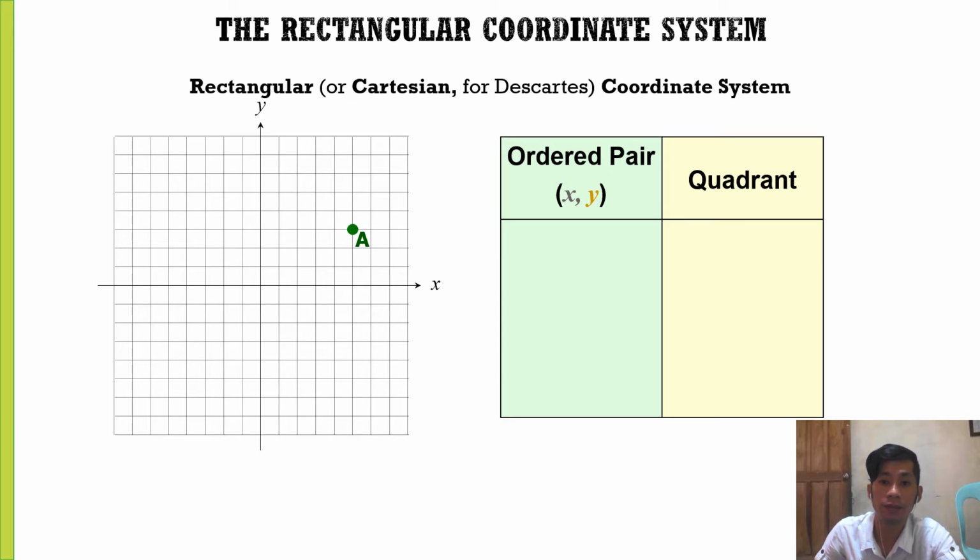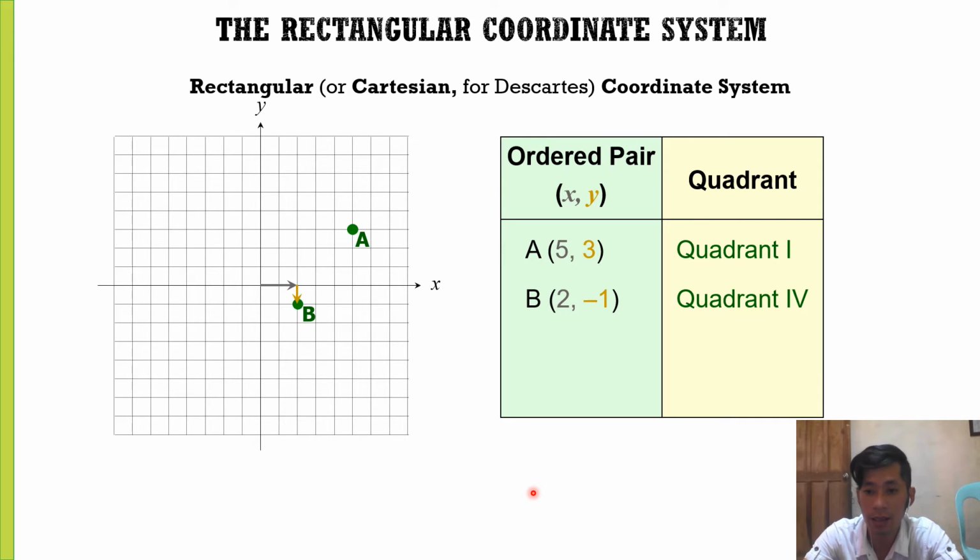So let us have. This point is (5, -3) and lies on quadrant 1 because x is positive and y is positive. Remember that. Second point is B, and that is, very good, (2, -1). And that is quadrant 4. Why? Because x is positive and y is negative.